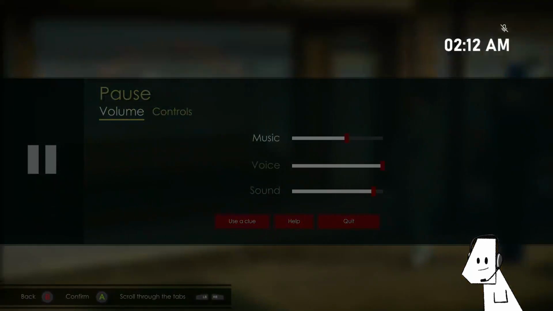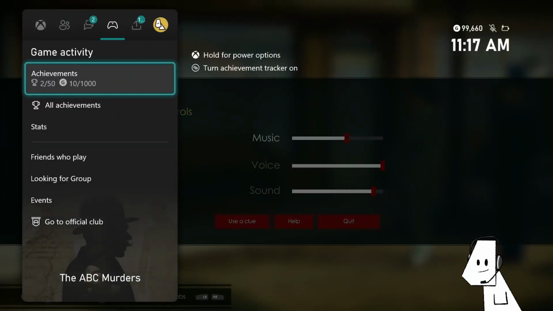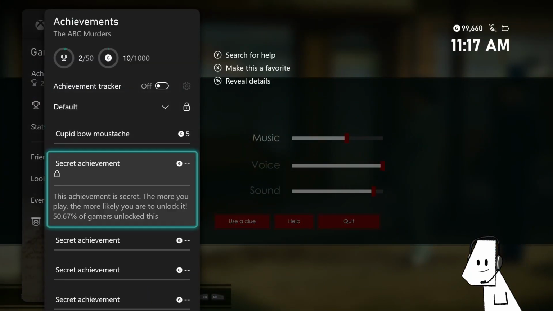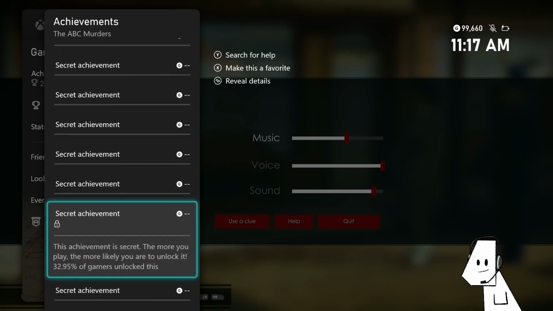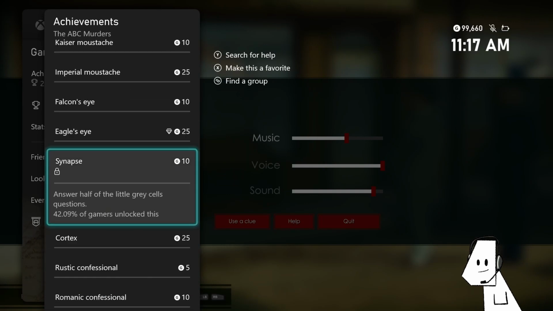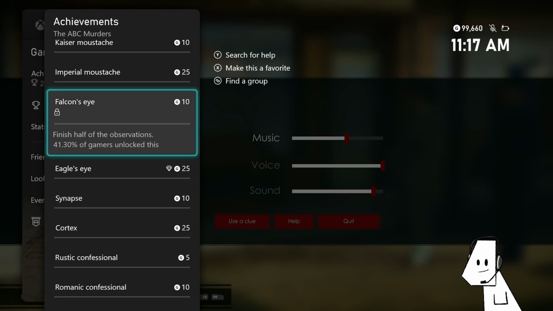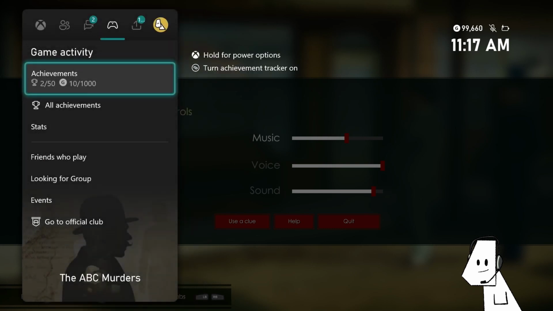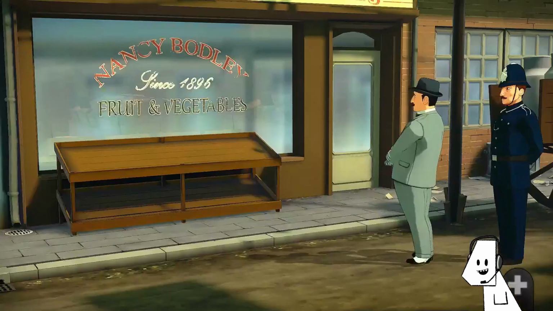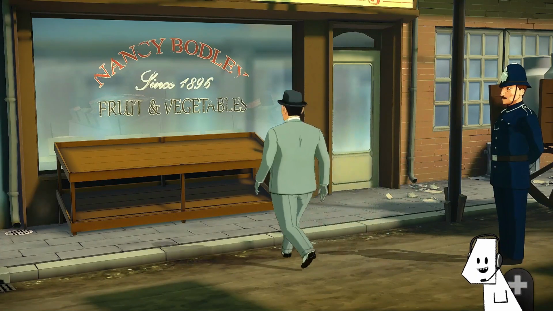Actually, one minute. I'm just going to have a look on the achievements. So, like, loads of secret ones. Oh, okay. Interesting. So they're all kind of just unlock as much as you can.